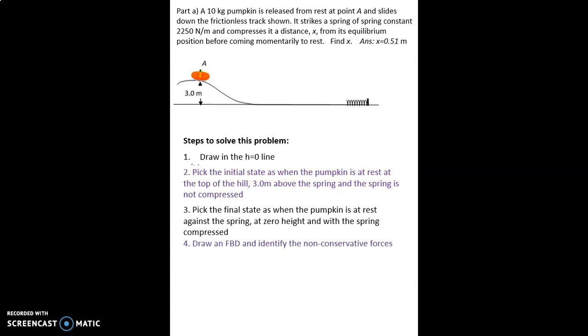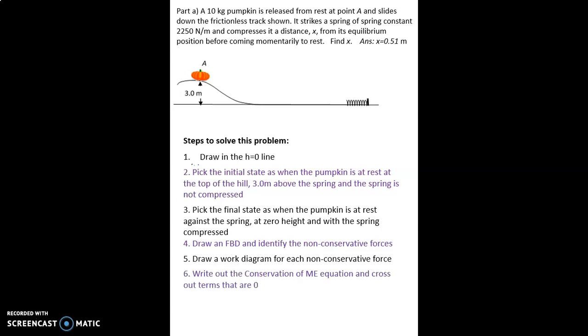Then we're going to draw a free body diagram and identify the non-conservative forces. Draw a work diagram for each non-conservative force. The reason we're doing steps 4 and 5 is so we can figure out if there's any work done by non-conservative forces, and if there is, quantify it. Step 6, write out the conservation of mechanical energy equation, cross out terms that are 0. Finally, solve for the unknown, which in this case is x.